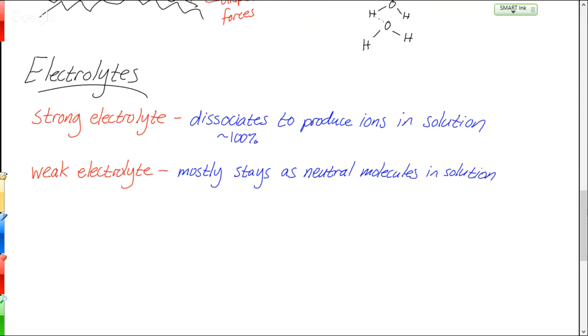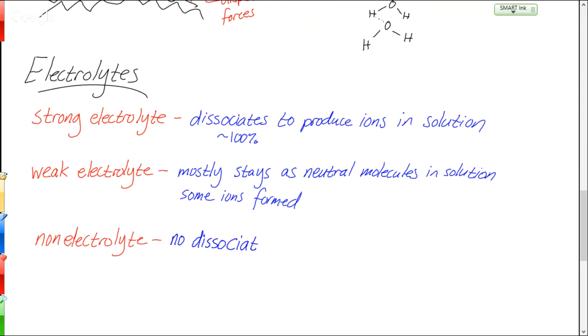And then we could even put a third category on there. I don't think the book does. Oh yeah, okay, it does, sure. So we'll say this is some ions formed. The last one is going to be the non-electrolyte, which is going to have no dissociation in solution, no ions formed.